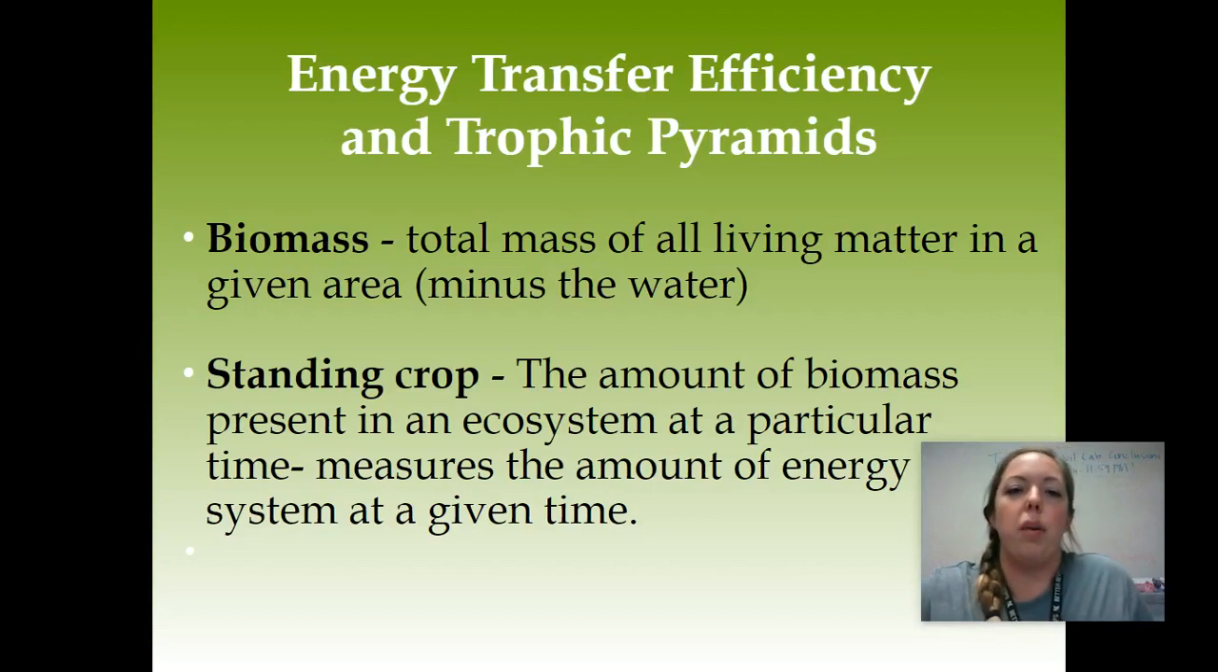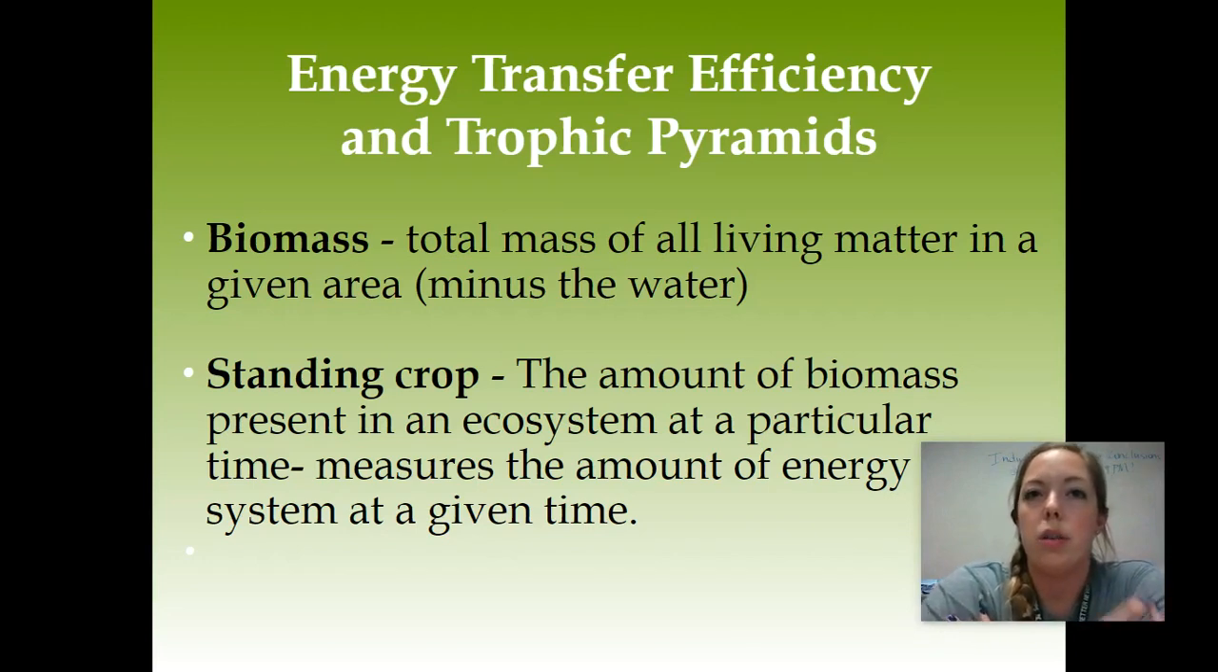All right, so let's talk about energy transfer, efficiency, and trophic pyramids. We're going to talk about that in class too. But the energy of an ecosystem can be measured in terms of biomass, which is the total mass of all living matter in a given area, minus the water, right? The net primary productivity of an ecosystem establishes the rate at which biomass is produced over a given amount of time. Okay, so to analyze the productivity of an ecosystem, scientists have to calculate the biomass of all individuals accumulated over a given amount of time.